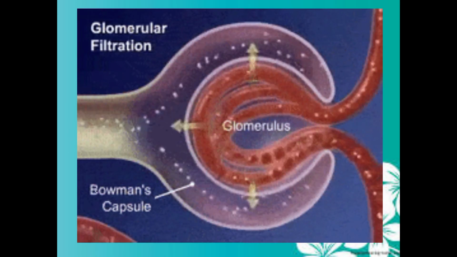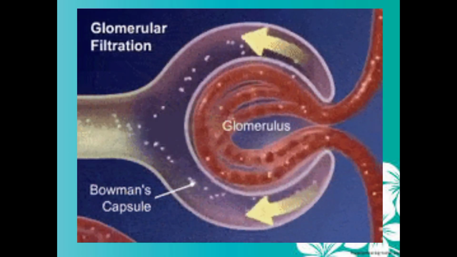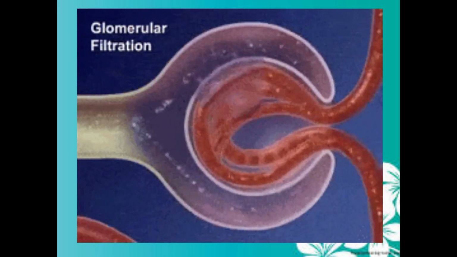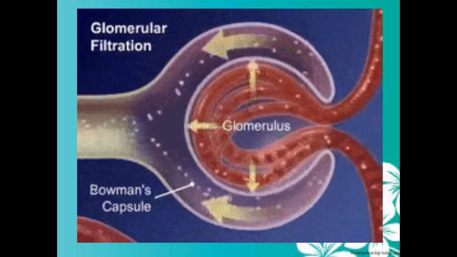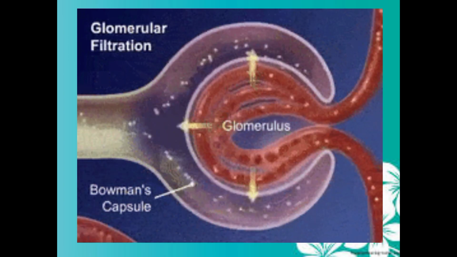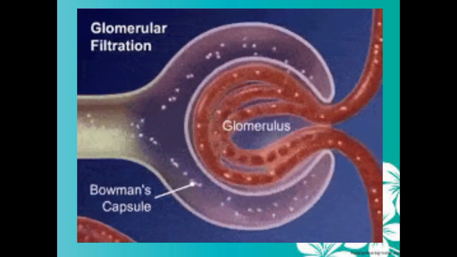So here you can see that all that material or fluid comes into the glomerulus, and through the glomerulus those useful products are reabsorbed in the Bowman's capsule.